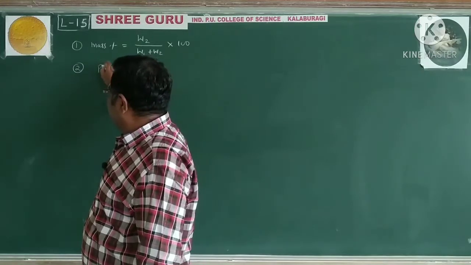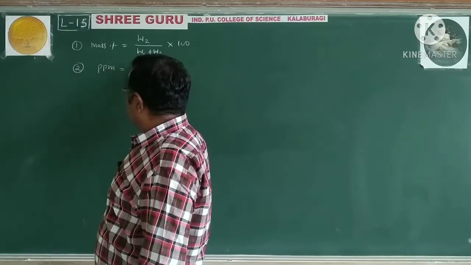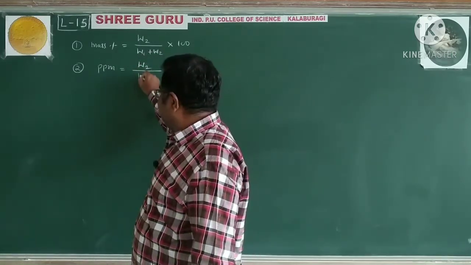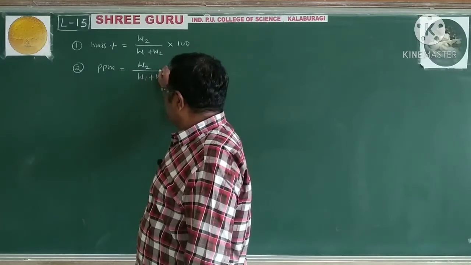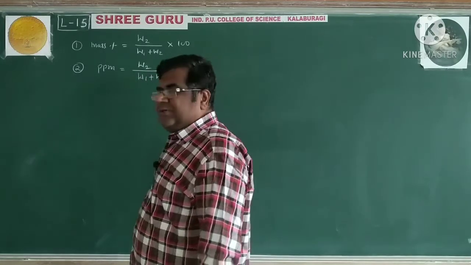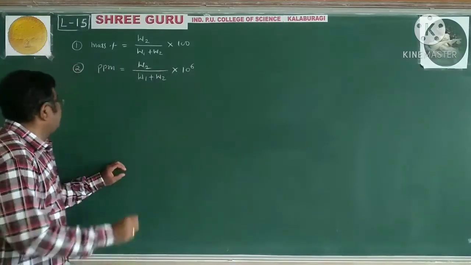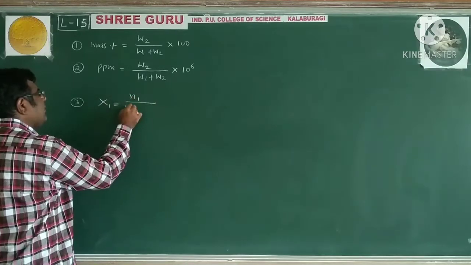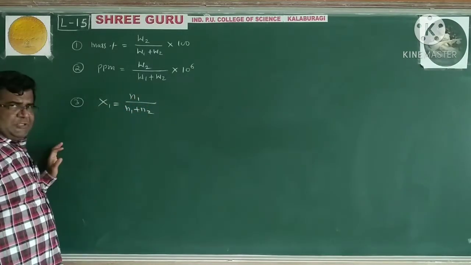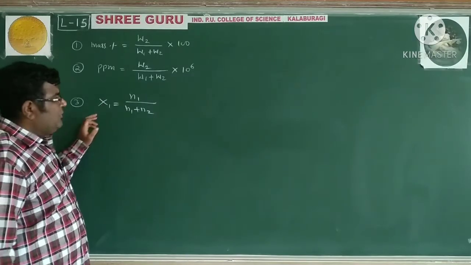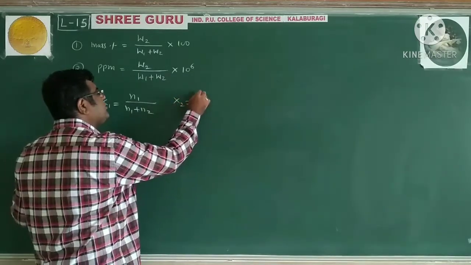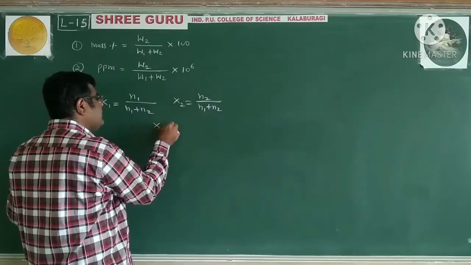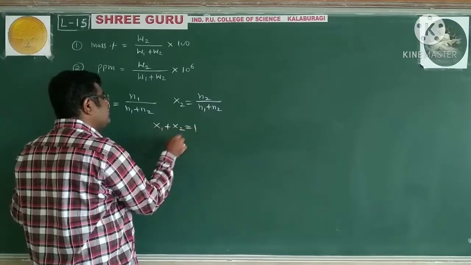Next is parts per million. It is nothing but mass of solute divided by mass of solvent plus mass of solute, that is mass of solution, into 10 raised to 6. Next is mole fraction: x1 equals n1 divided by n1 plus n2, where x1 is the mole fraction of solvent. x2 is equal to n2 divided by n1 plus n2, and x1 plus x2 equals 1.